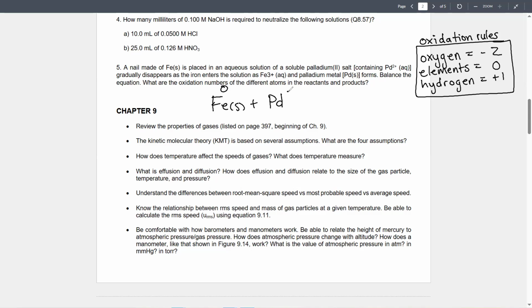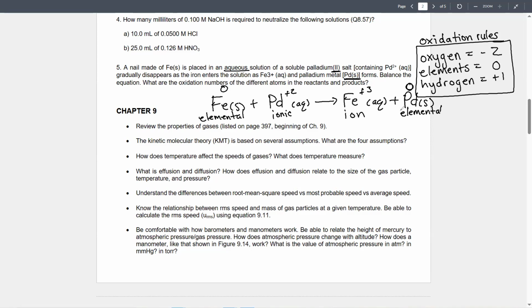So that's this, palladium +2. And if somebody tells me it's aqueous, then I'm going to put aqueous as my state of matter. And it's +2 because it says 2, so I didn't even need to figure that out. It gradually disappears as the iron enters the solution as iron +3. Okay, so now the iron has turned to +3. And palladium metal, back to it being palladium metal. So that's palladium in its elemental form. So this is elemental palladium, not ionic palladium, like palladium +2. And this is elemental iron, not ionic iron, like iron +3.